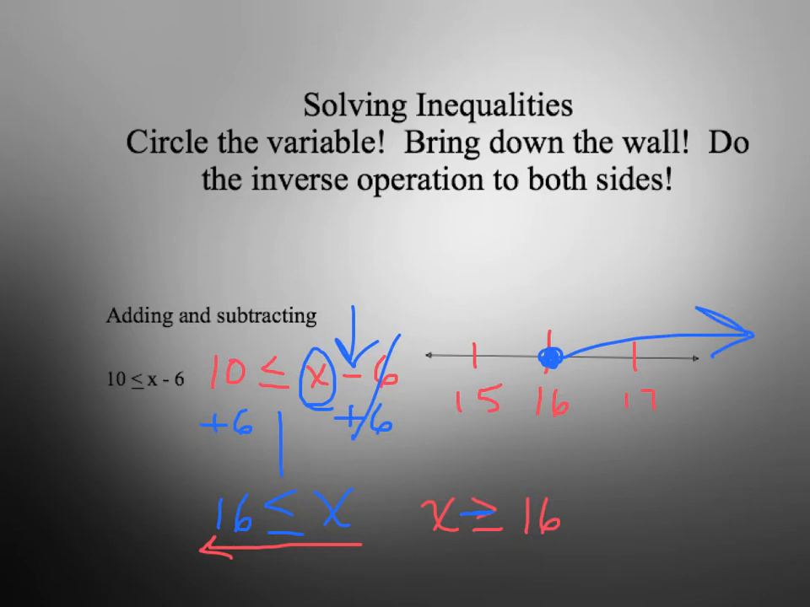I'm going to plug in any number on this side of the dot. Could I plug in 16? Yes, because it's colored in. But I'm going to go with 17 just because that's easiest. So I would say 10 is less than or equal to 17 minus 6. 17 minus 6 is 11. Bring down the rest of it. Is 10 less than or equal to 11? And the answer is yes.